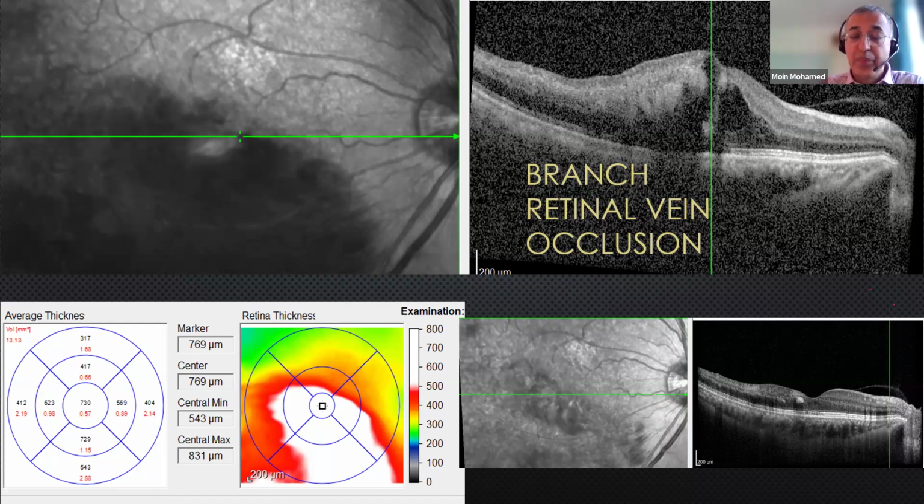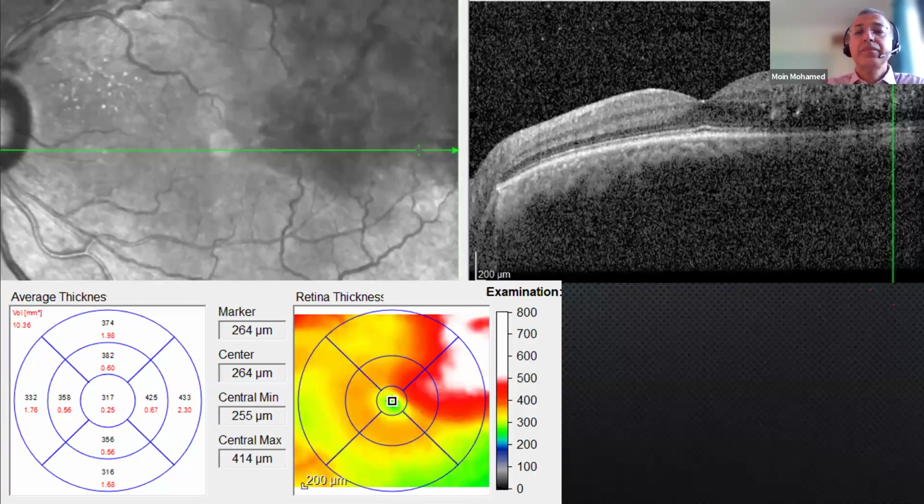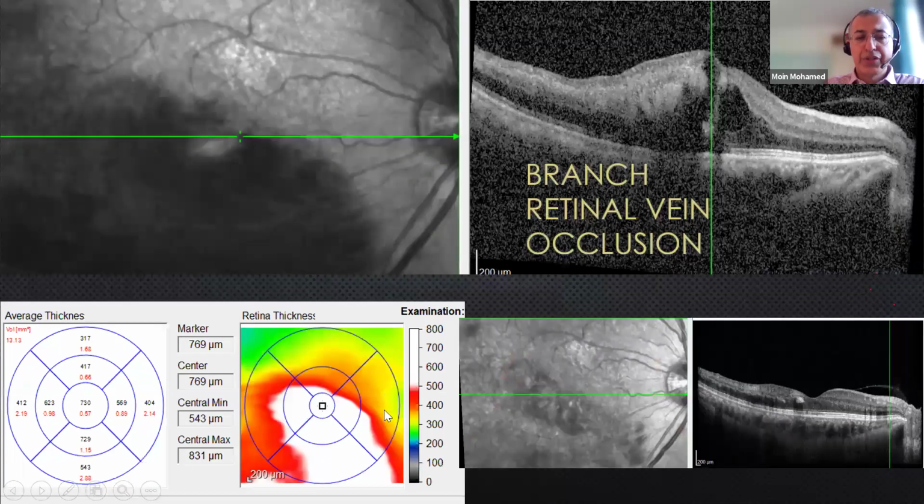And this patient was picked up actually and treated within days, but this just reflected the severity of the occlusion at presentation. Here's another one. So again, it's just for pattern recognition. So if you look at, we'll just go back to the last one.